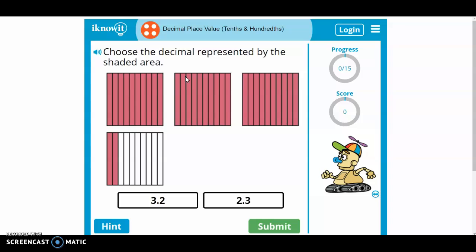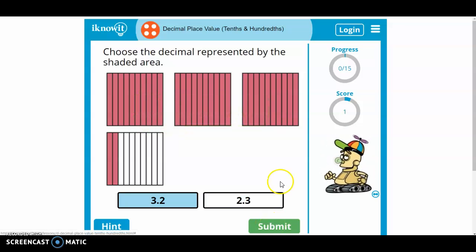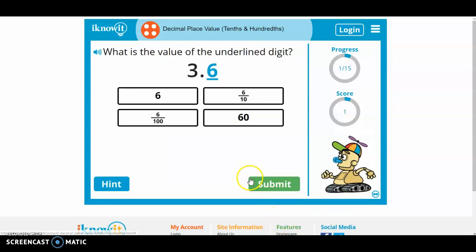Choose the decimal represented by the shaded area. We have 3 complete squares here. So obviously it's not this one, 2 and 3/10. We have 3 complete squares and 2 of them are colored in out of 10. Okay. Next one. What is the value of the underlined digit? Well, if we say this number correctly, it would be 3 and 6/10 would be correct. So there's our fraction, 6/10.